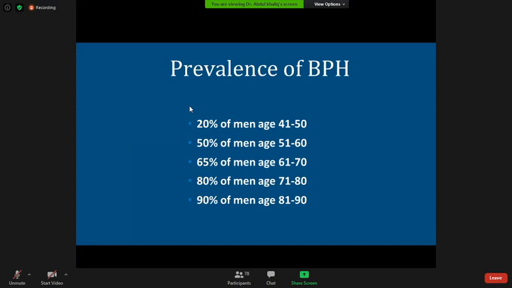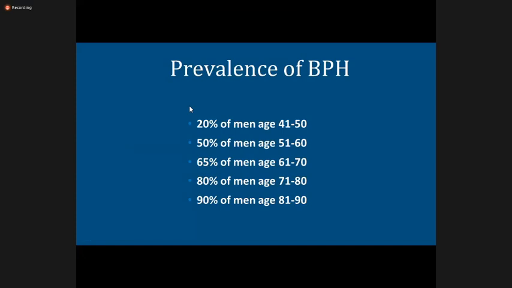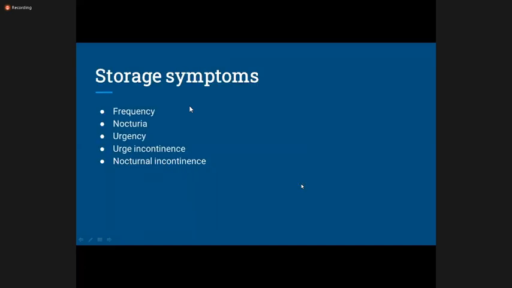So the prevalence of benign prostatic hyperplasia depends on the man's age. If the patient's age is 40 to 50, there is a 20% chance of hyperplasia. At 51 to 60, there's 50%, and it increases by 10 to 15% with each 10 years of age. And 80% of men are diagnosed with benign prostatic hyperplasia at the age of 70 to 80.